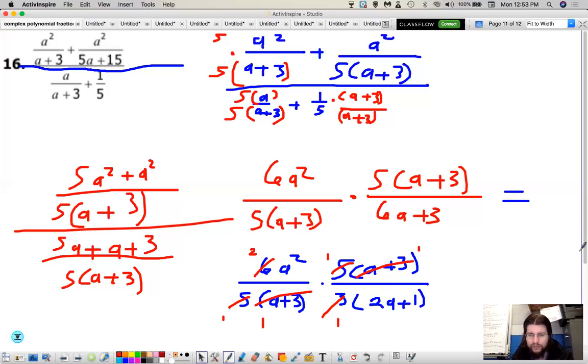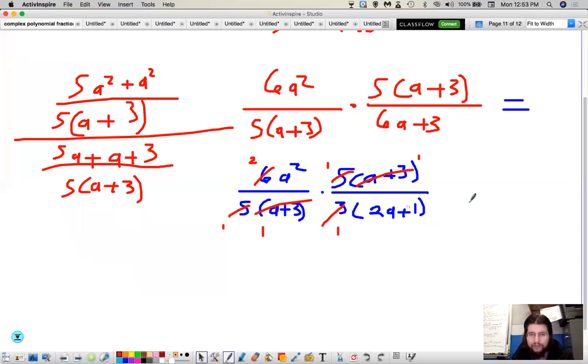So let's see what's left. On top, we got a squared, 2 of them. On the bottom, we've got 2a plus 1. Done. We're finished. Haha, victory is ours. So yeah, nothing really new here, just a lot of it shoved together. So if you didn't master the operation with rational expressions last week, you better master it this week. See ya.